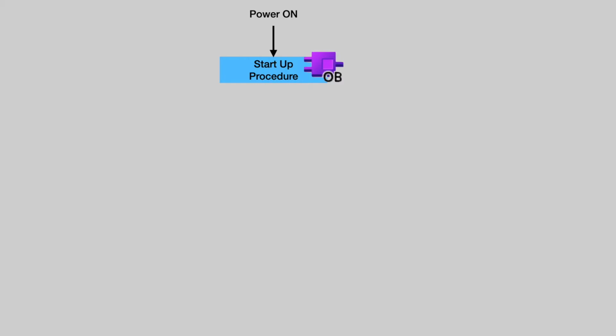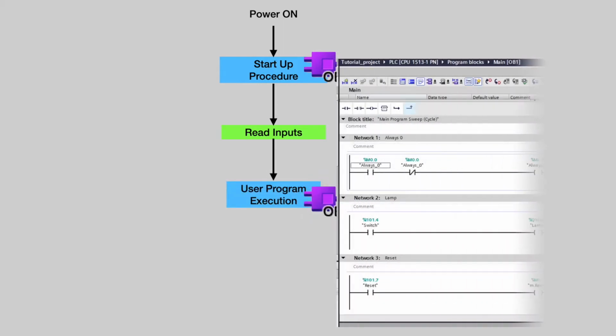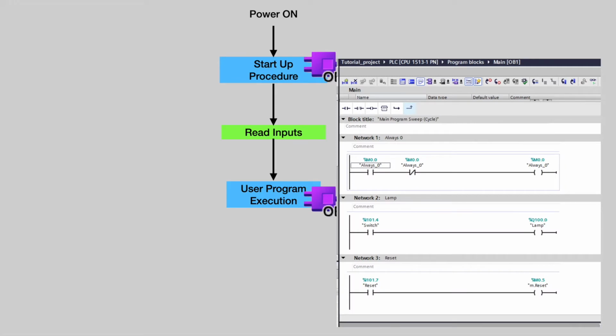Then the next step is read inputs. After that the CPU will execute the user program. User program executes in the organization block or main routine, which is also called OB1. In OB1 is placed PLC user program. In OB there are lines which are called networks, and they are numbered as network 1, network 2, network 3, etc. It executes one by one from the first until the end.